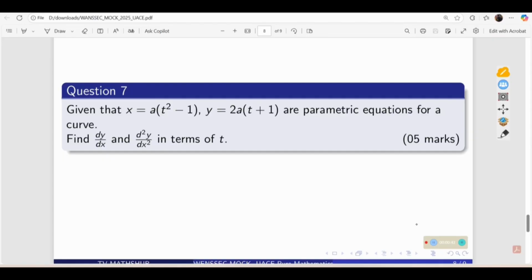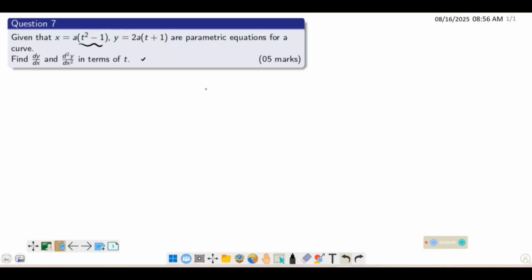So let us look at how best we can obtain these 5 marks, and that will bring us to our solution. Given x in terms of a and t, and y in terms of a and t, we shall remember that a will be treated as a constant and t is our variable. So if t is varying, we can have our solution as follows.